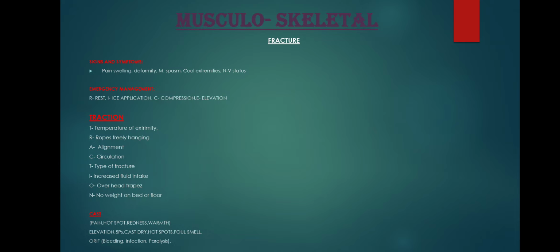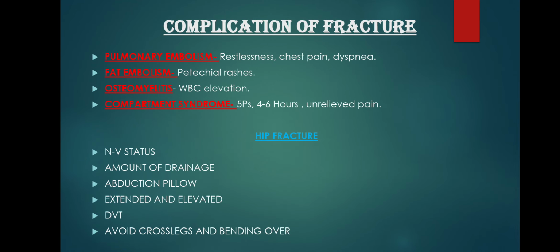Elevation of the limb. 5 P's, we need to check pain, pallor, pulse, paresthesia and paralysis of the part of the body. Dry hot spots and foul smell to be noticed. Or if open reduction internal fixation, we need to check for bleeding, infection, paralysis. Example, the patient underwent surgery and we find a red spot on the part of the body. What we need to do is mark it out so that we can observe whether it is excessive bleeding or only a spot post-operatively.